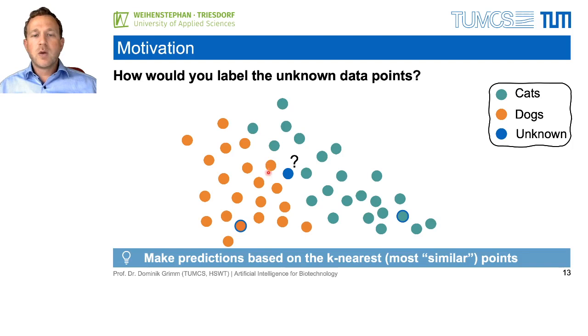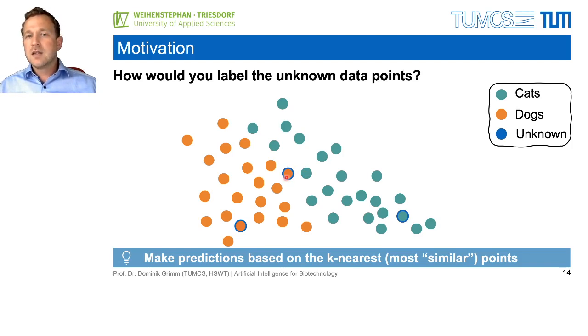And there we look at the k-nearest neighbors. So we not only look at, for example, the closest neighbor, we look at several neighbors, and then we make predictions. For example, in this case, we say, okay, we look at the three closest neighbors, and among the three closest neighbors, there are two orange ones and only one green one, so we predict this unknown data point to be a dog.